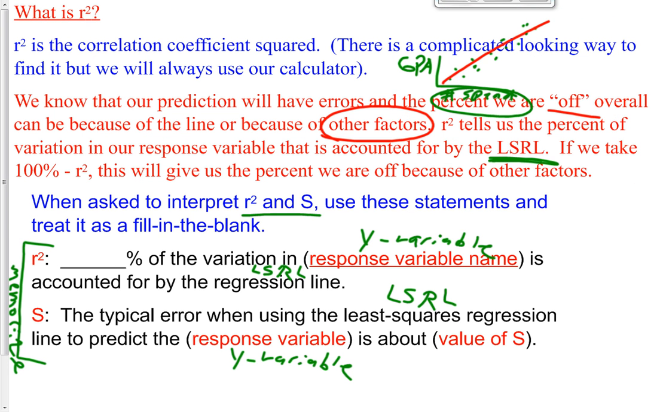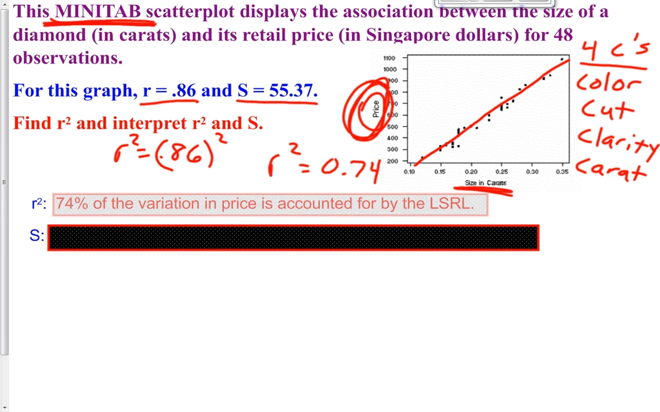I just did this right here. 74% of the variation in price is accounted for by the least square regression line. And that's what's hidden under this right here.